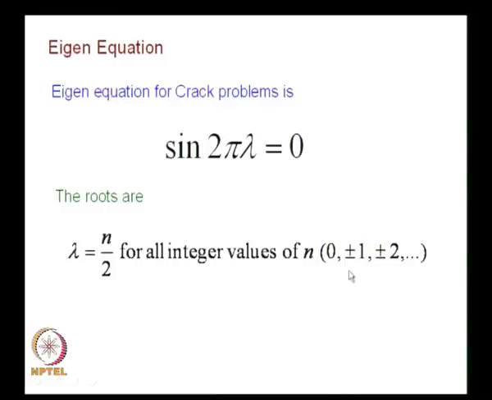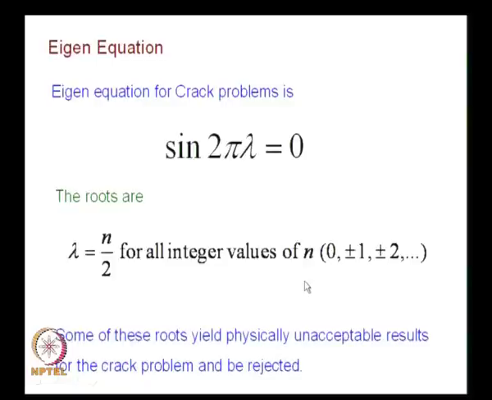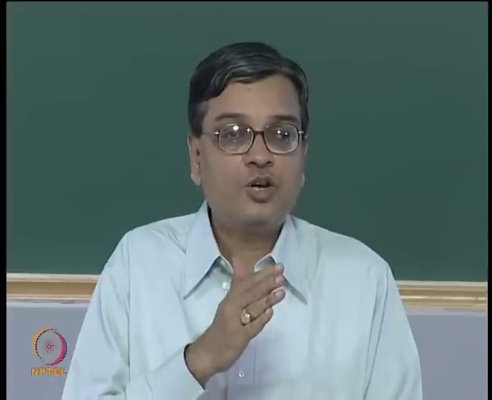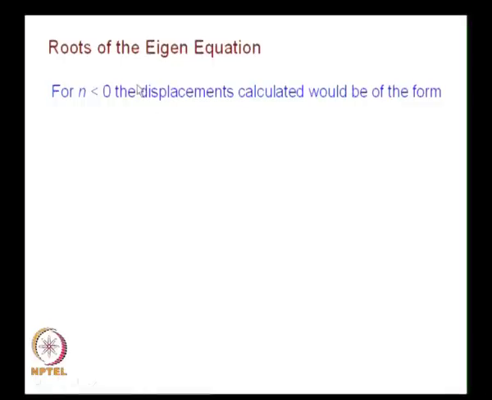Let us look at what happens for n equal to 0 and negative values of the roots, and we will have to investigate whether any of them yield physically unacceptable results. If they yield physically unacceptable results, you have to discard them.